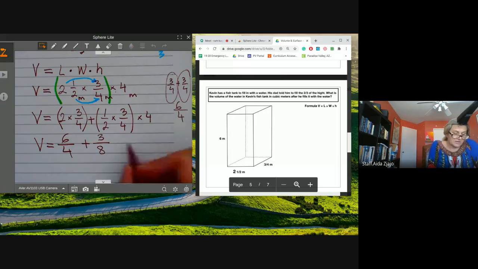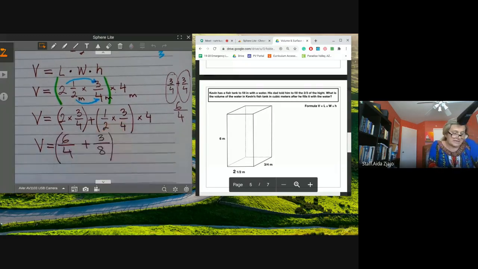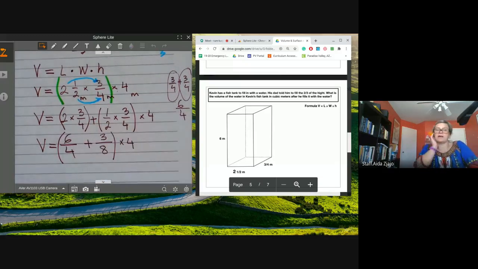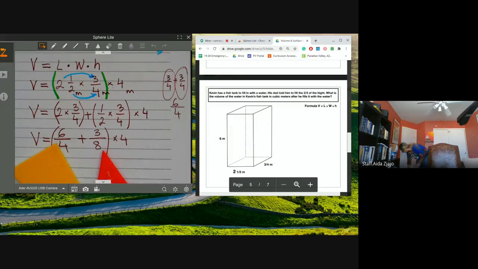Okay, and then we also have to add those together. And then we have that 4 at the end to multiply. But now you needed to know how to add the 4ths and the 8ths. They're not the same size. So you have a 6/4 and you have just a 3/8.